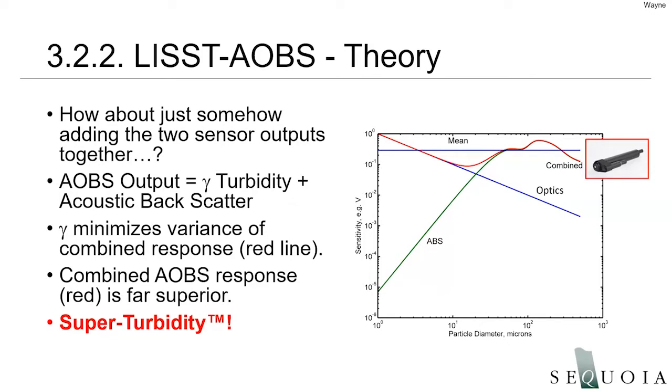Suffice it to say that we take advantage of the fact that the two curves cross each other at one point at some particular particle size. It can be shown that the signal from the two sensors at this exact point can be used to minimize the variance of the combined response. You can then simply apply a pairing factor that we call gamma to the output from the turbidity sensor and then add the ABS output to it. The result is the AOBS output in milligrams per liter, which is the red line on that figure.